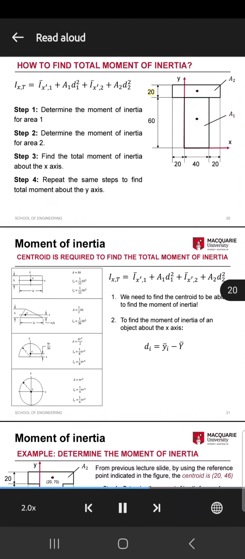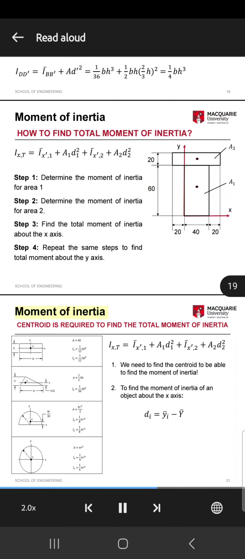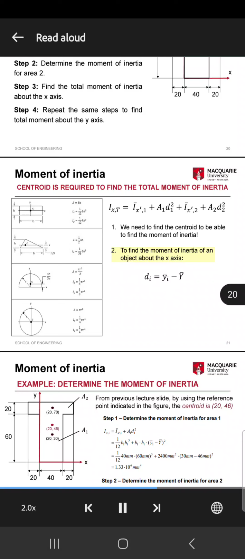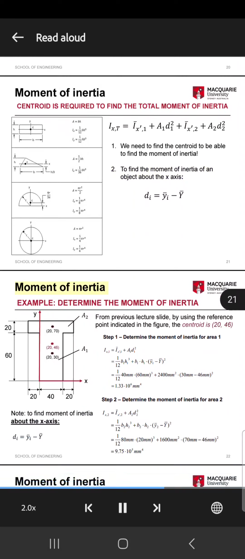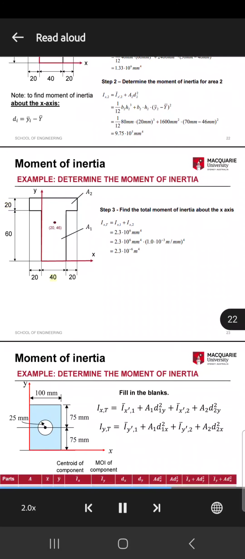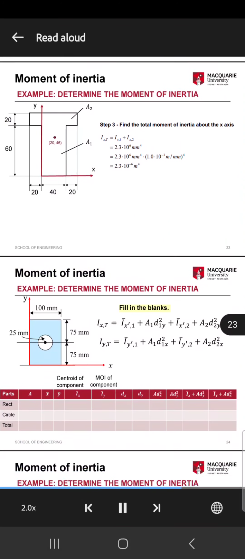Moment of inertia. First, we need to find the centroid to be able to find the moment of inertia. Second, to find the moment of inertia of an object about the x-axis, from the previous lecture slide, use the reference point indicated in the figure. Moment of inertia. Fill in the blanks.